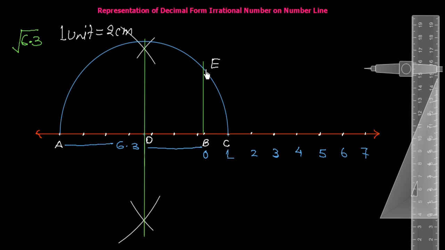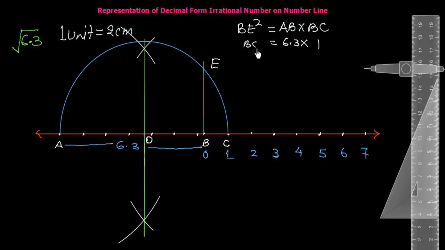Now BE is square root of 6.3. How is it? There is a theorem behind this, based on the Pythagoras theorem. So I explain a little bit about that theorem here. BE square of this perpendicular is equal to AB into BC. Here you see AB is 6.3 we have, and BC is 1 unit only.